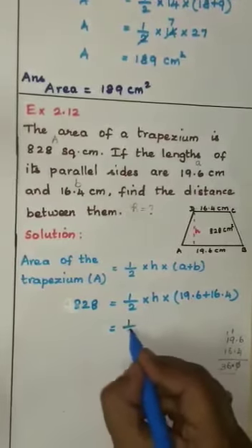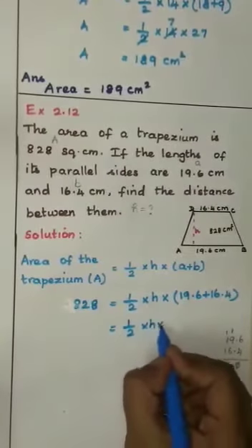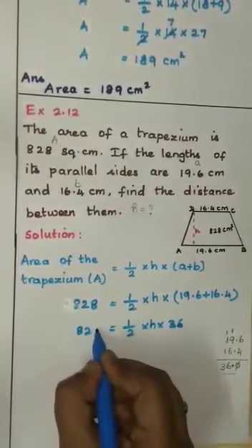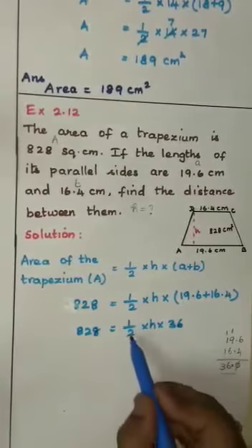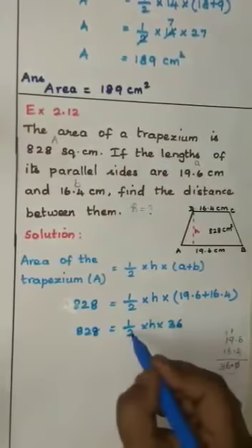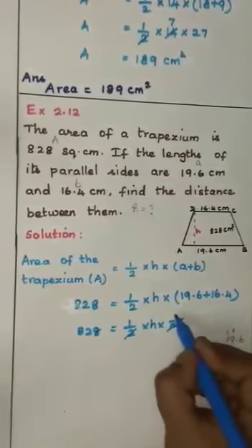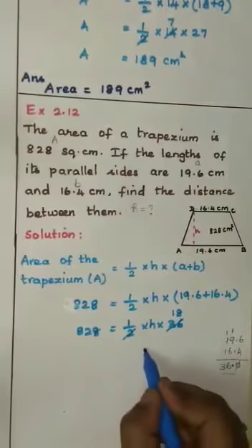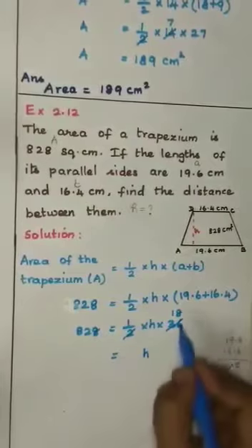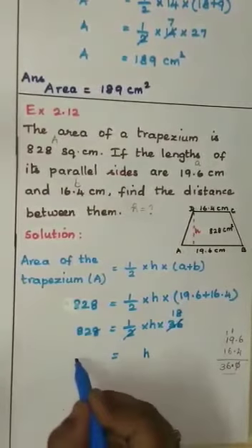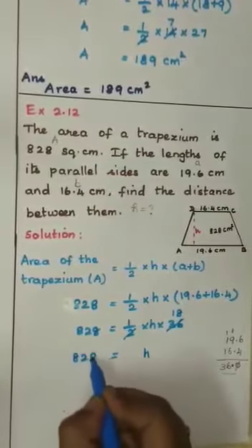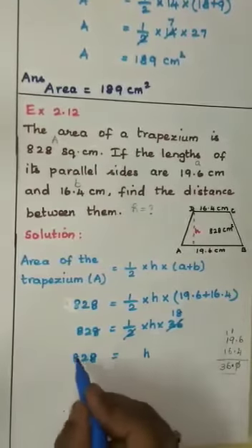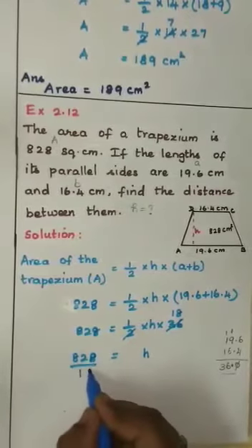So write 1 by 2 into h into 36. Left side you write 828. Now you cancel this 2 and 36. How many times does 2 go in 36? 18 times. So h you leave on the right hand side and 18 you bring to this side. Since 18 is multiplied here, when you bring this 18 to this side, we have to divide 828 by 18.